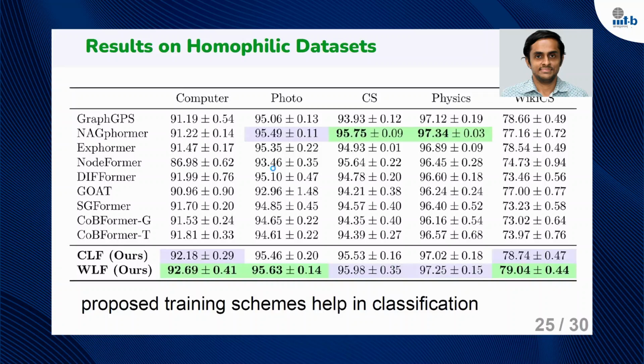Again, we see similar trends on homophilic data sets as well. One baseline turns out to be the best performing model. Generally speaking, it's actually effective at predicting labels on the vertices for the vertex classification problem.